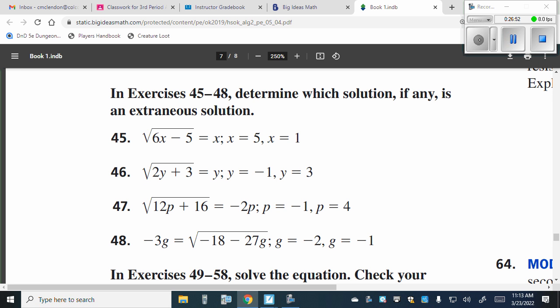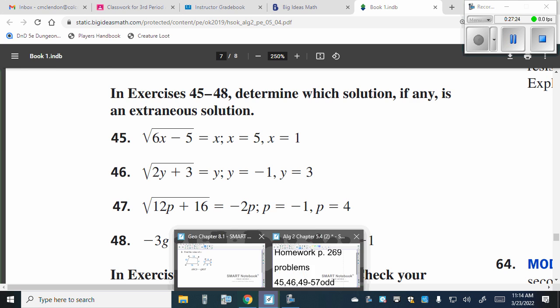So you're going to check to see which ones work and which ones don't. If one of these doesn't work, then that's the answer for it. Yes? If it turns out for this problem both 5 and 1 work, then it's no solution. Like, none of them work. None of them don't work. Because you're listing only the ones that don't work, not the ones that do. Because we want the extraneous solutions. So for the problems 45 through 48, it's not wanting the ones that work, it's wanting the ones that don't work. So I wanted to point that out.